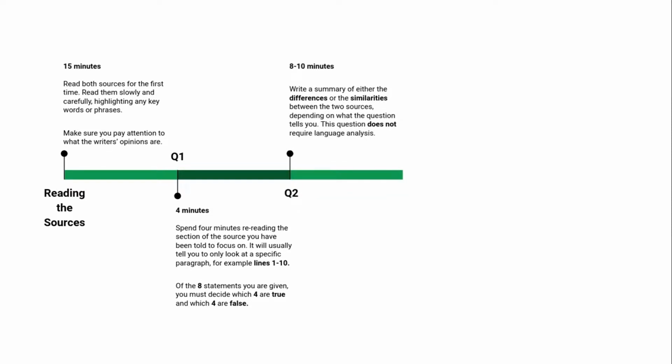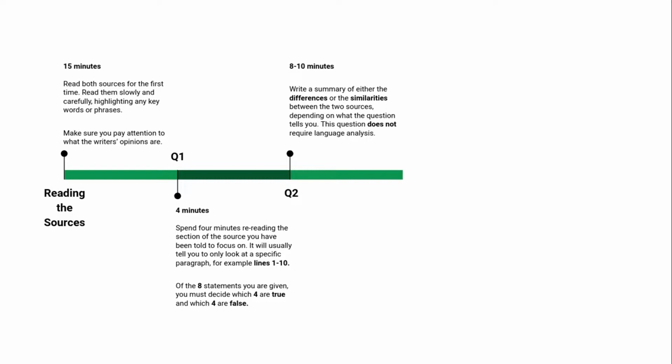Question number 2, this one is worth 8 marks, so you're going to spend between 8 and 10 minutes doing it. This question asks you to write a summary of either the differences or the similarities between the sources, depending on what the question tells you. Usually, it will talk about differences.